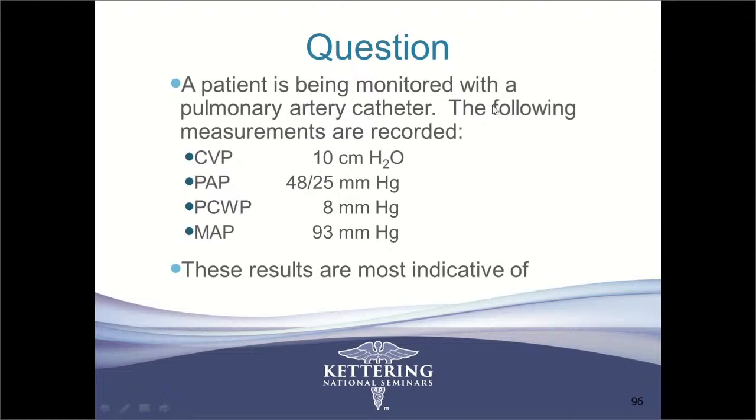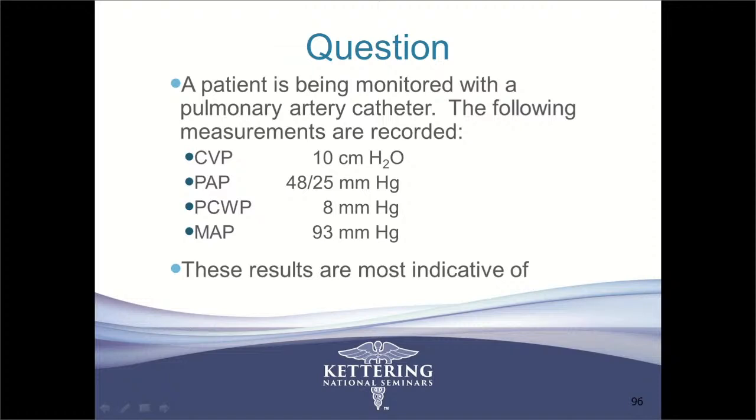All right, patient being monitored with pulmonary artery catheter. The following measurements are recorded. Again, I've got a list. I'm going to skip the list, and then I go down here to the question. It says these results are most indicative of. Now, anytime they ask these results are most indicative of, they want to know what the problem is.